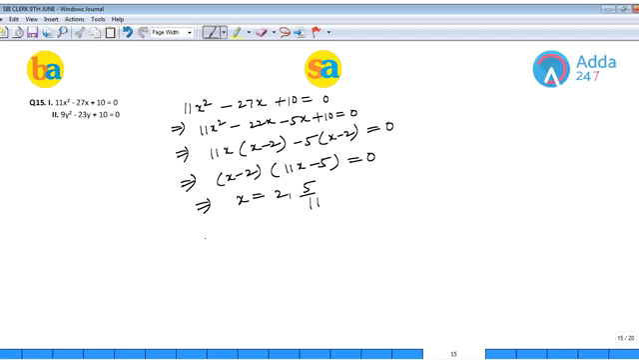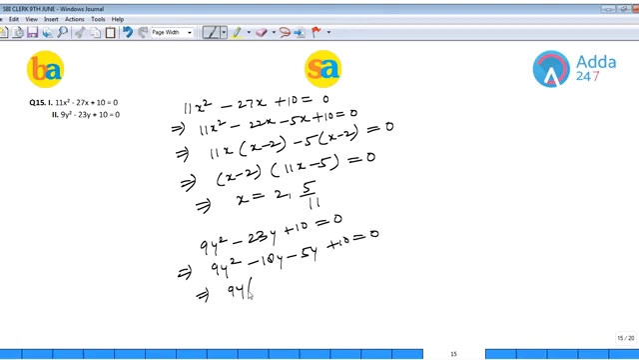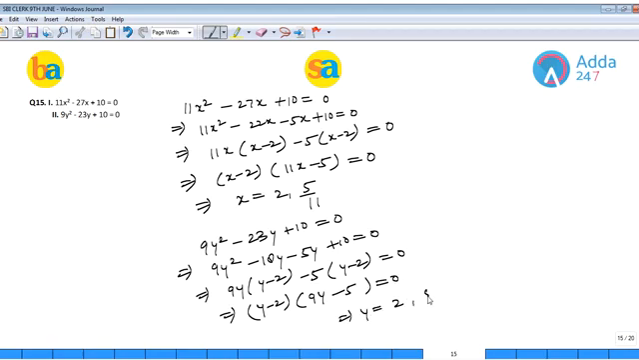And the second equation is 9y square minus 23y plus 10 is equal to 0. This implies 9y square minus 18y minus 5y plus 10 is equal to 0. This implies 9y(y minus 2) minus 5(y minus 2) is equal to 0. This implies (y minus 2)(9y minus 5) is equal to 0. This implies y is equal to 2 and 5 by 9. So here also we can see that no relationship can be established.